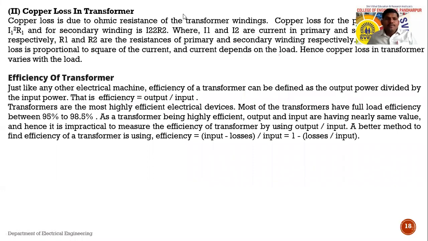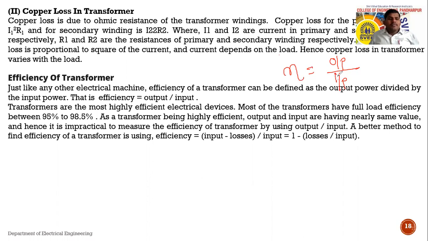Do you know that the efficiency of an electrical machine can be defined as output power divided by input power? It is the ratio of output power to input power. You already know the definition. The efficiency of any electrical machine is the ratio of output power divided by input power.